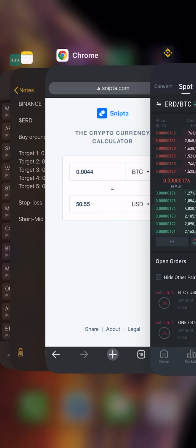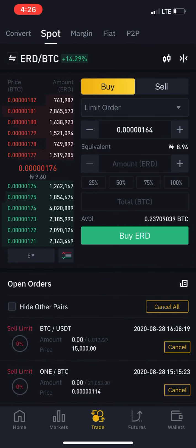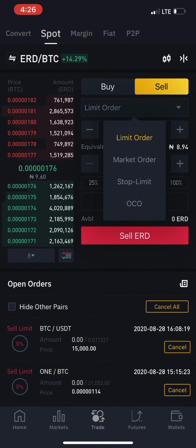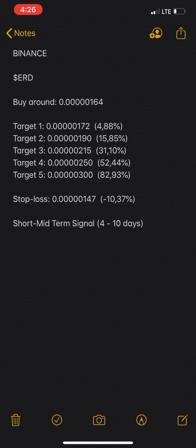Do you understand? So I'm going to explain some certain things here. You have to pay much attention to this thing that I'm going to explain. On this sell option, we have something called limit order, market order, stop limit and OCO. A limit order means when you are trying to sell at a particular specified amount. Now since this ERD is telling us to buy at 164, which we have already done, the target one is telling us to sell at 172 at the profit of 4.88% profit.